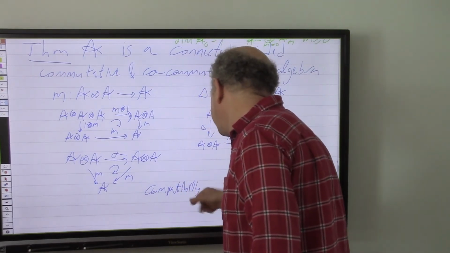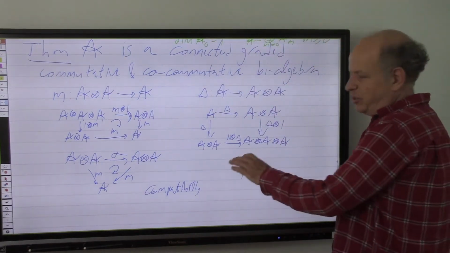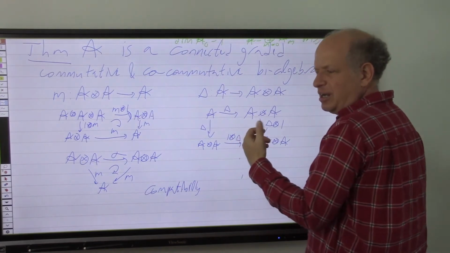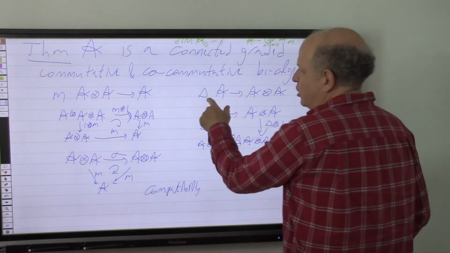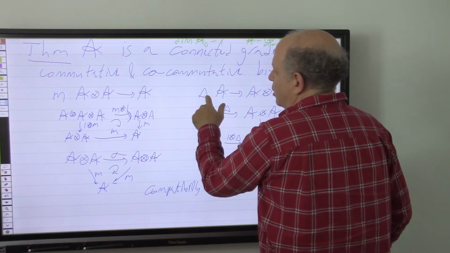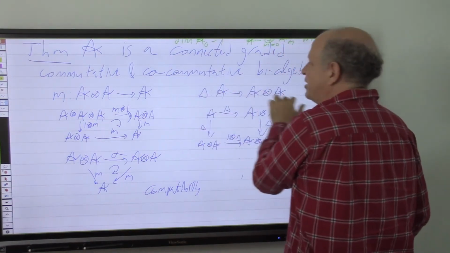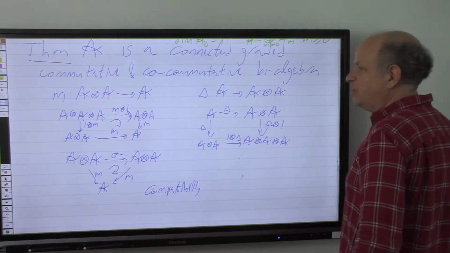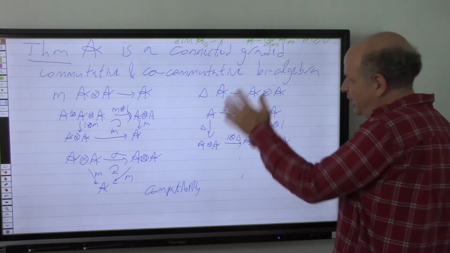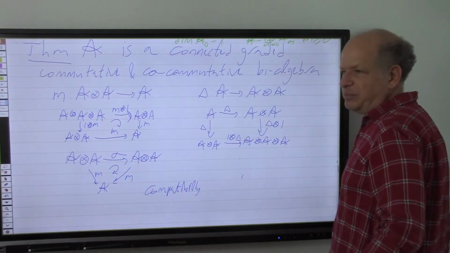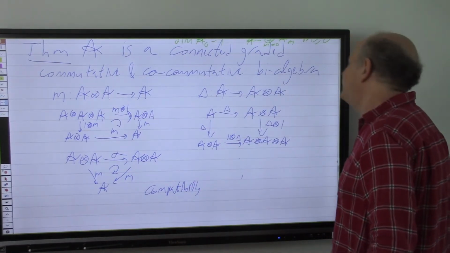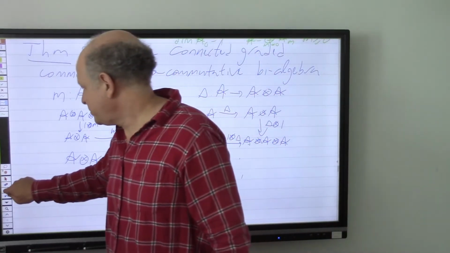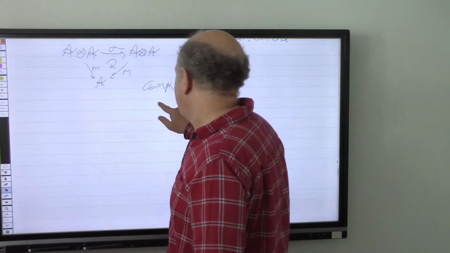And finally, there is some compatibility between M and delta, and I think I mentioned it when we talked about Hopf algebras before. I want the coproduct to be a morphism of algebras. This is an algebra, this is an algebra, so I want the coproduct to be a morphism of algebras, and when we get to it, we will talk about what it means. It's actually completely trivial.